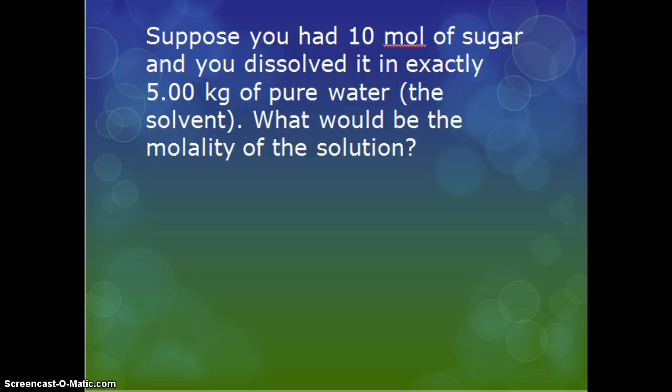Suppose you had 10 moles of sugar and you dissolved it in exactly 5 kilograms of pure water, the solvent. What would the molality of the solution be? Alright, so look on your cheat sheet, write down everything you know. We know we have 10 moles of sugar, 5 kilograms of water. Our final unit is moles per kilogram. So what do you do? 10 moles divided by 5 kilograms equals 2 moles per kilogram, and that is your molality.